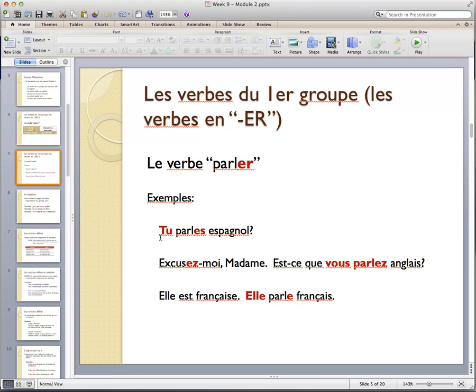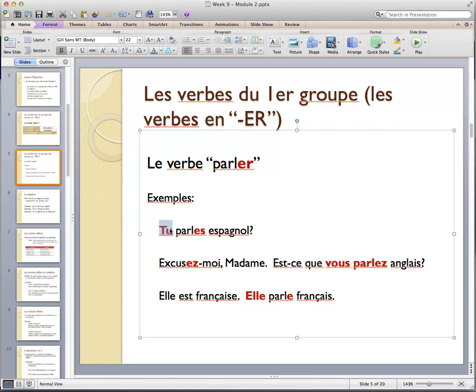Elle parle français. And you can see here that my subject is tu, so I've taken off the ER and instead put the ES, which is what's required for tu. In the second sentence, I've put an EZ on the end of the verb because my subject, vous, requires that ending. Lastly, with the subject elle, I've just put an E.